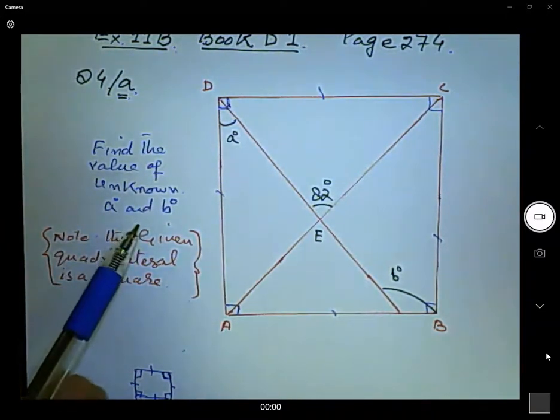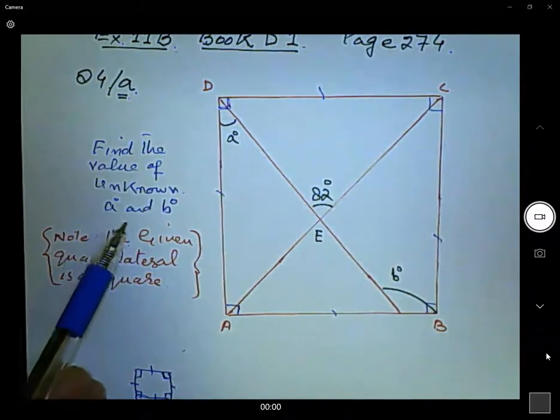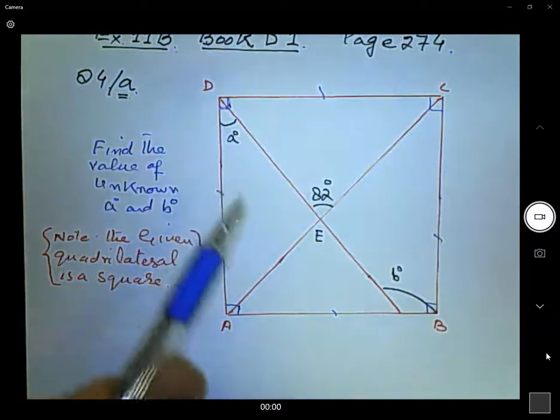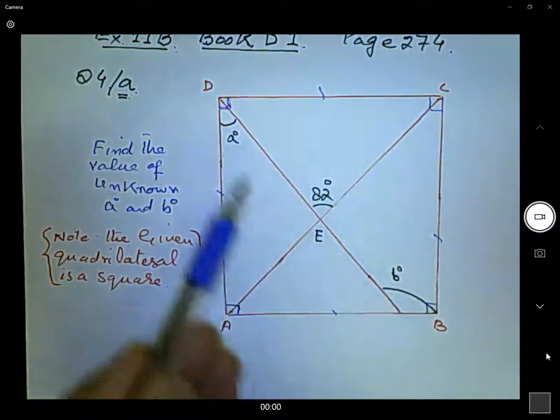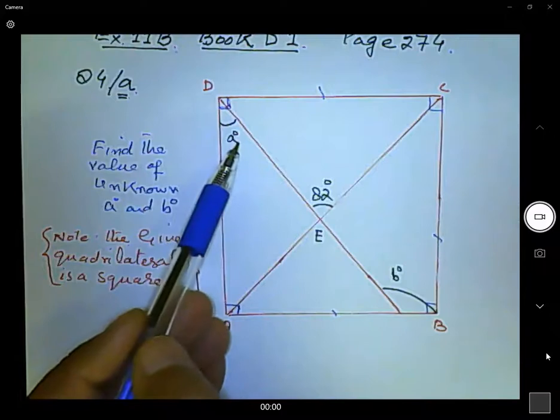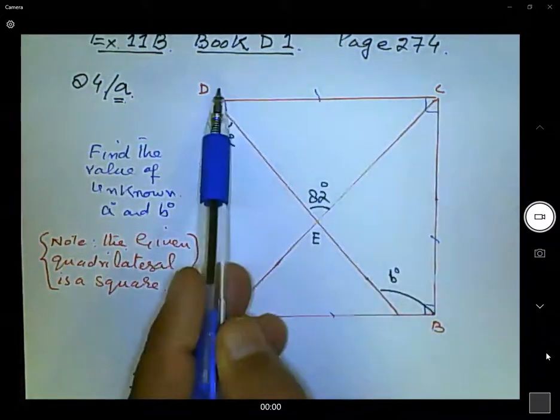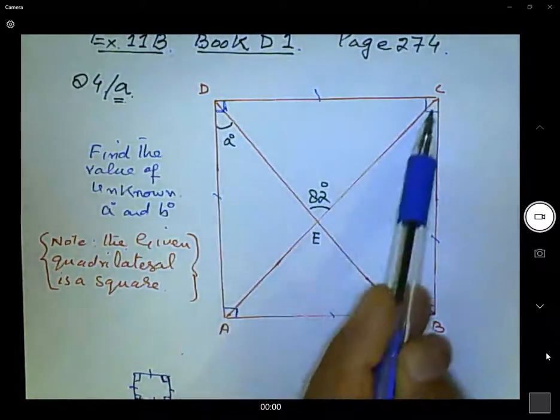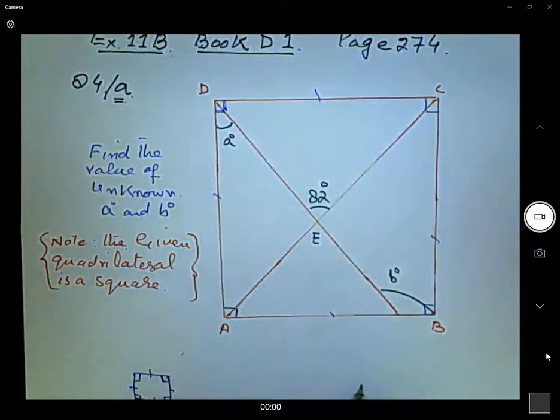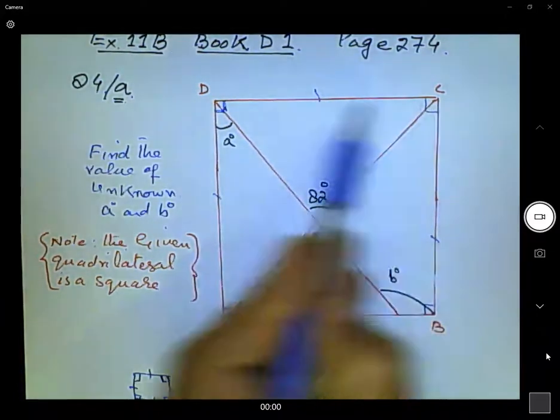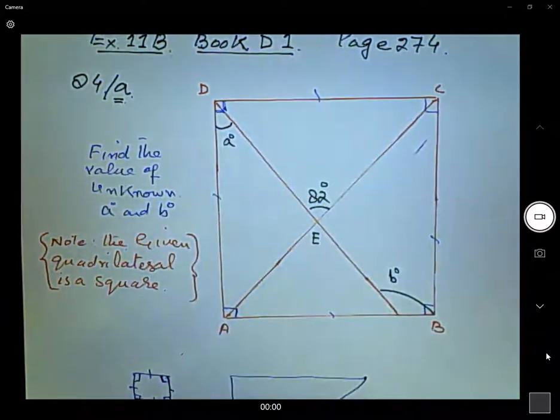So how can we find A and B? Here's the unknown angle A and here's the unknown angle B. Then for finding this angle, it will be possible only by checking this triangle. Look here at this triangle. So I'm drawing here again this portion of the square just like this one.